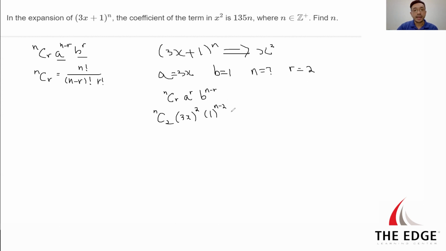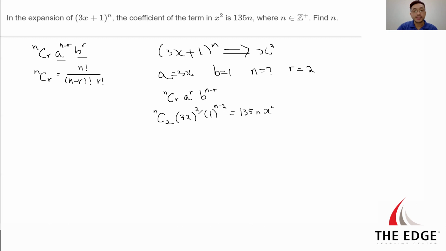What we also know is that the result of this particular term has a coefficient of 135n. Not just 135n though, because we know it comes from the x squared term, so the whole thing will be 135n x squared. This is very important. You don't write down x squared right now, we're going to not be able to cancel things in a little bit.